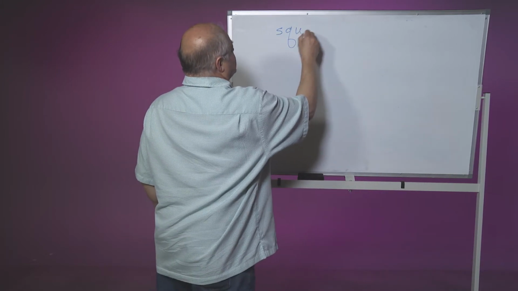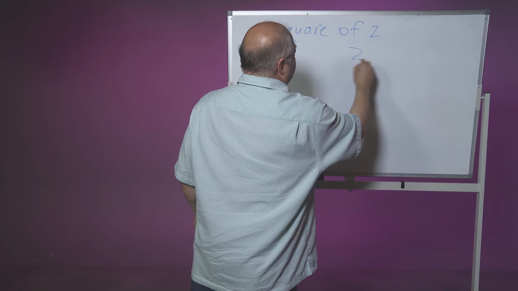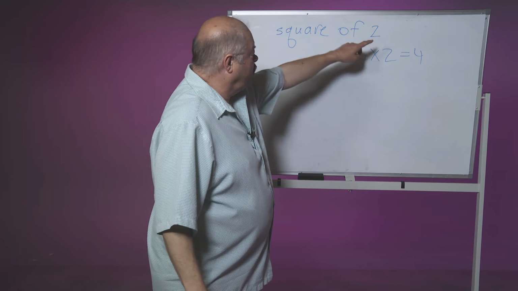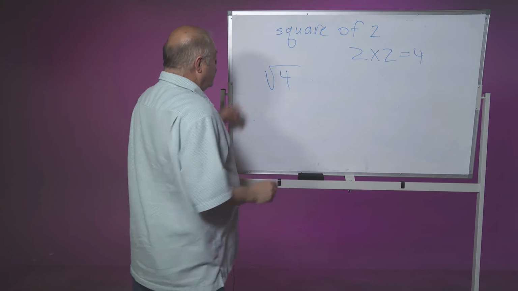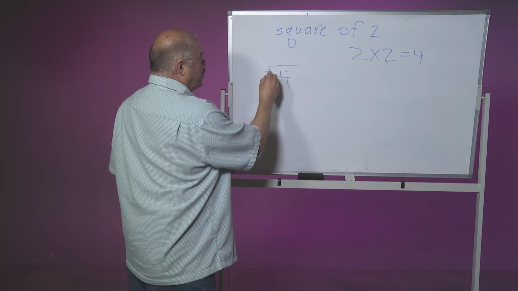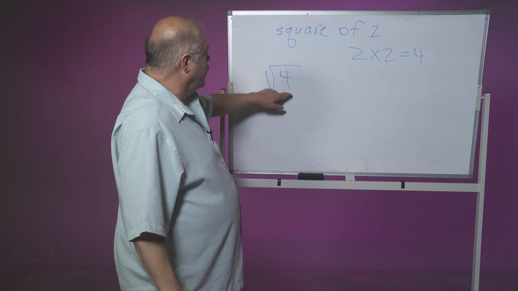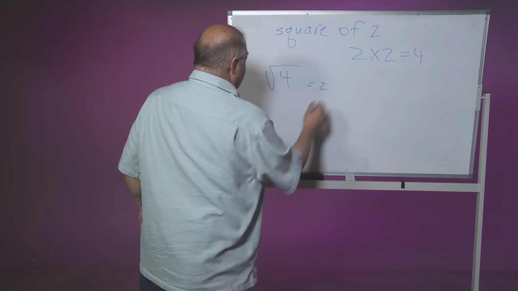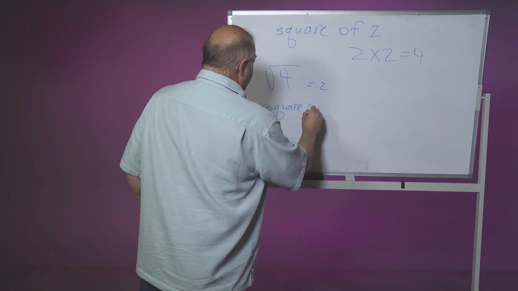So if you see the square of 2, that means 2 times 2, which is 4. The square root of 4, notice no little number there this time. It's understood that they could write it with a little 2 here, but most of the time it's written like this, and it's understood to be the square root. What number times itself is 4? And that's 2.